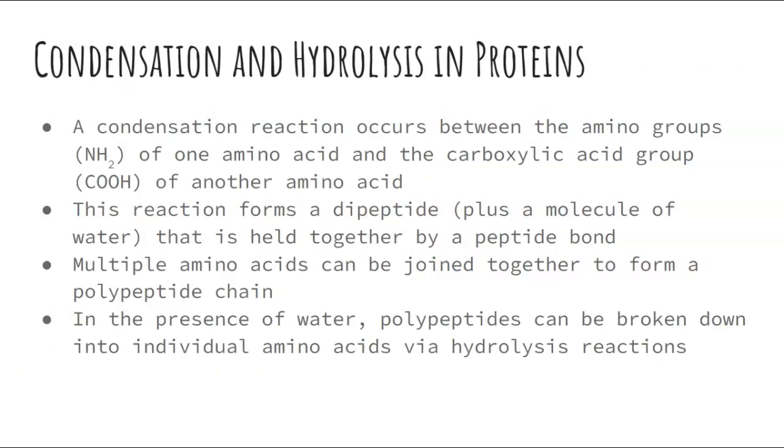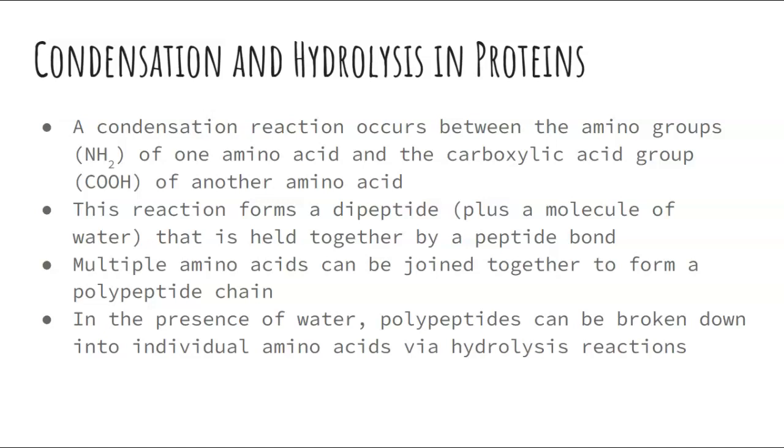And then finally, condensation and hydrolysis in proteins. So again, it's all the same, right? Condensation occurs between the amino group of one amino acid and the carboxylic acid group of another amino acid. So again, you have all of this happening. It forms a dipeptide, two peptides, right? Plus water is removed. It is held together by a peptide bond. And eventually, if you get enough amino acids being joined together, you're going to form a polypeptide chain.